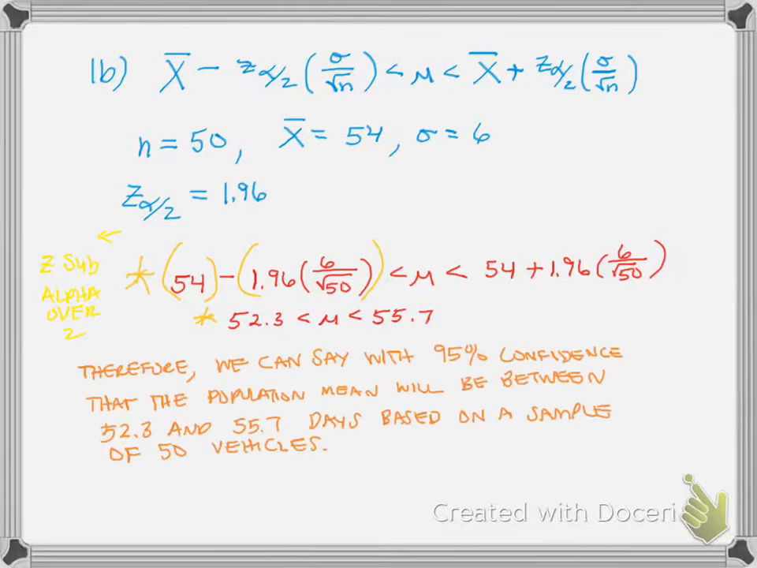Okay, so to conclude this problem, this is what you would state to conclude your problem. So therefore, we can say with 95% confidence that the population, put a comma there, that the population mean will be between 52.3 and 55.7 days based on a sample of 50 vehicles or automobiles.